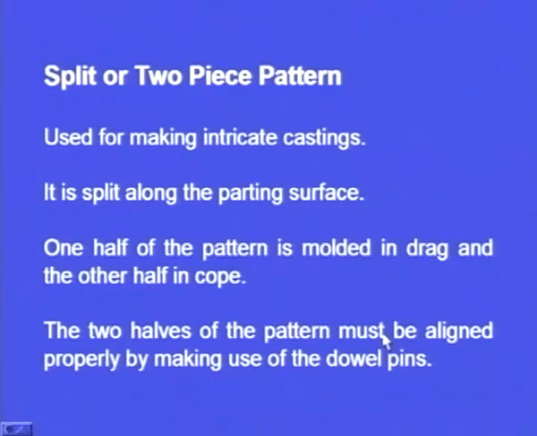Then these two molding boxes will be clamped carefully so that they will be properly aligned. Then of course we will make the provision for sprue, runner and gating system, and then we pour the molten metal. And I will show you an example.